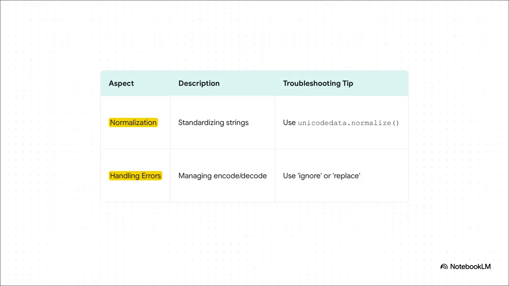Now, beyond those basics, there are two more concepts that are just vital when you're on the job. First up is normalization. You know how sometimes two characters can look exactly the same but are actually different to the computer? The word café is the classic example. Normalization makes sure the computer sees them as the same thing. And second, error handling. What do you do if your code tries to handle a character it doesn't know how to? It could crash. Using error handlers makes your code way more robust.